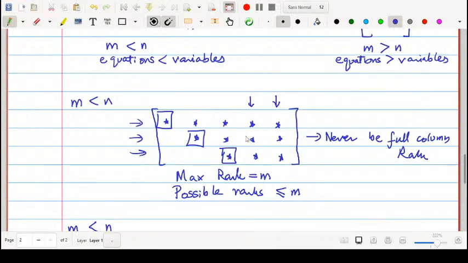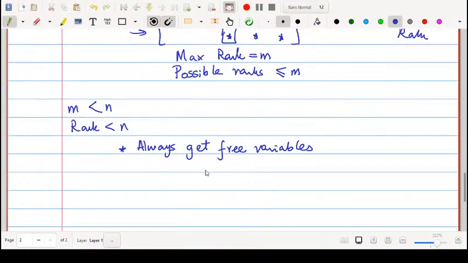You can get more free variables, right? If this becomes 0, then even this becomes a free variable, so these two become free. So you'll always have free variables when you have a rank-deficient matrix, or even a full rank matrix that is rectangular, when M is less than N.